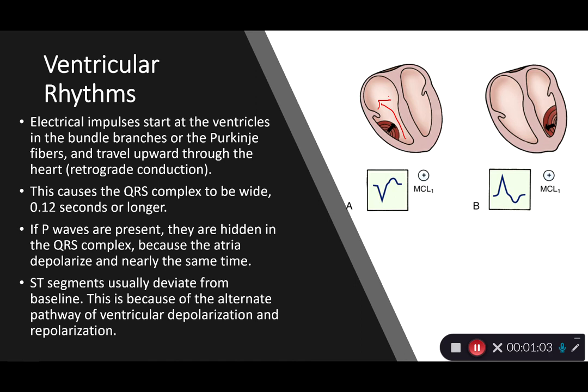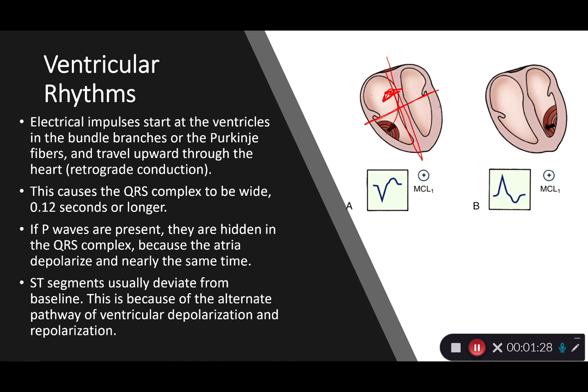of repolarization. So remember, before I talked about how we're generating this impulse at the bottom of the ventricles. So here's our atria and then our ventricles. So this impulse is going to be traveling kind of backwards. So it's not that we have ST segment depression or elevation, it's just that we have this alternate pathway of ventricular depolarization. So it's going to look a little weird.